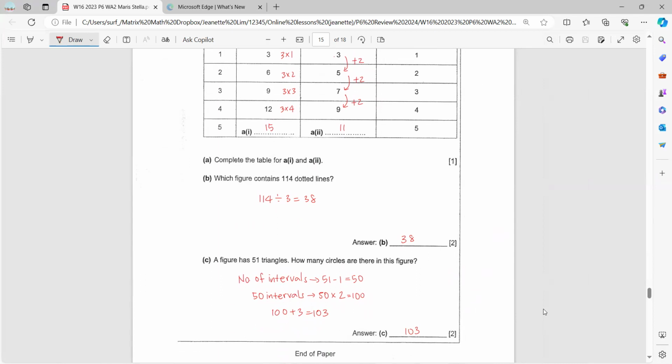So with that, that is the end of this paper. This is Mary Stella for 2023 Term 2 weighted assessment.